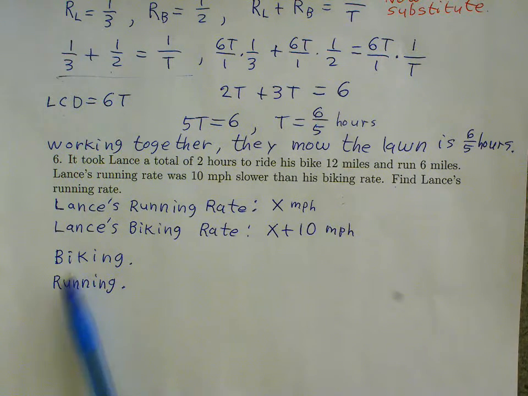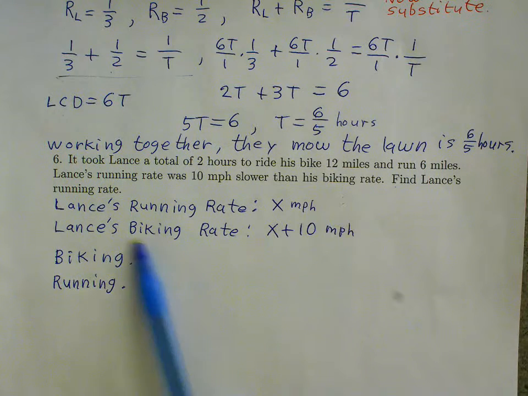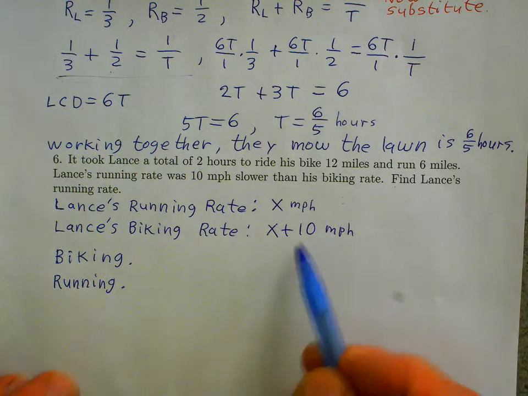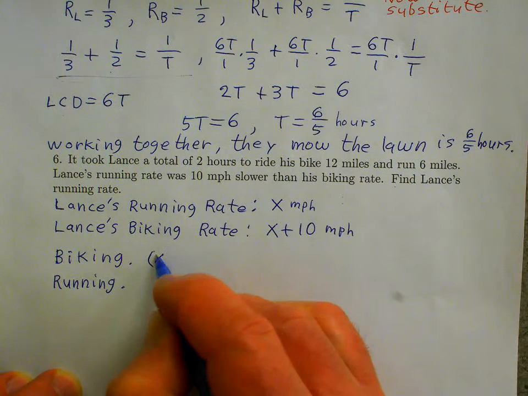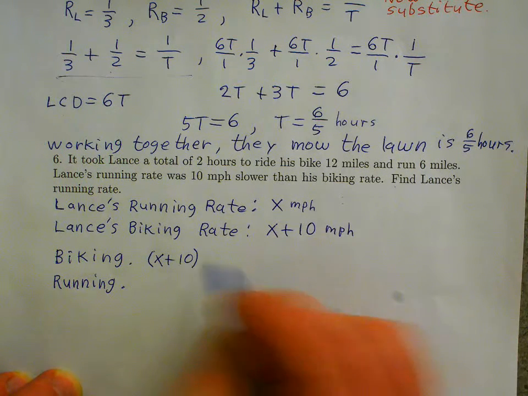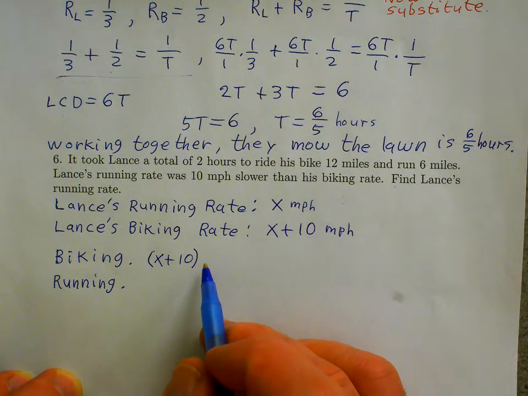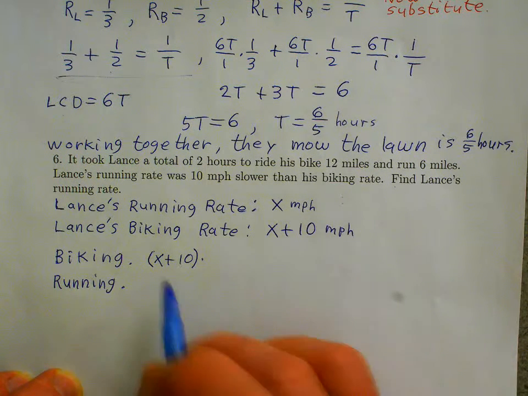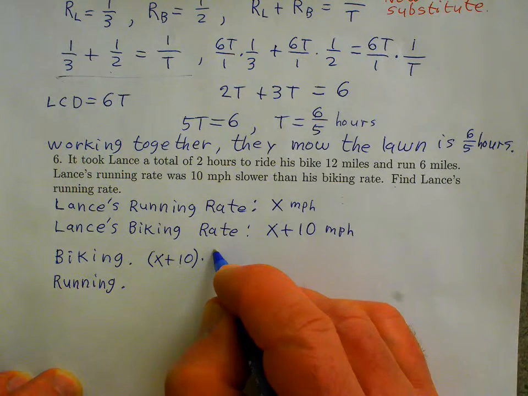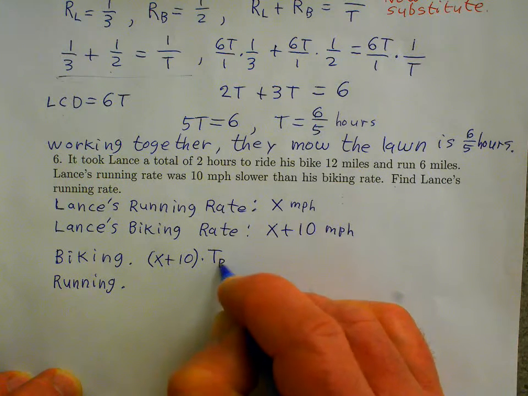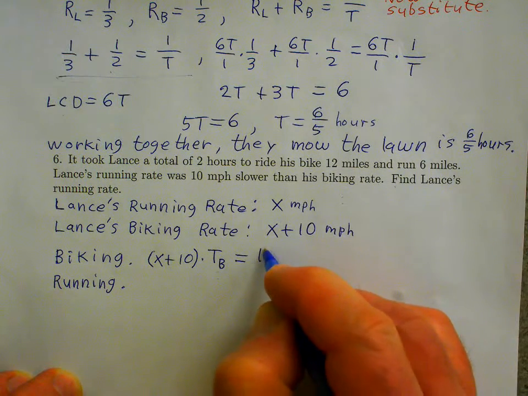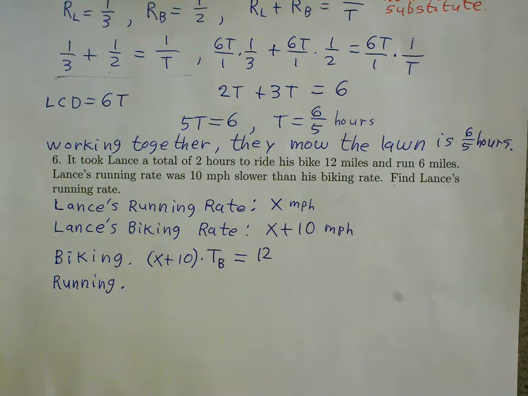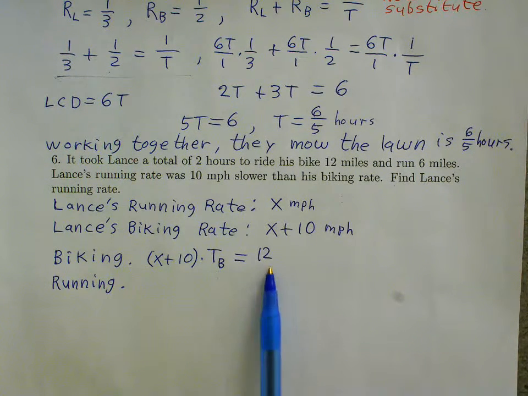Okay, so first biking. Lance's biking rate, we're using x plus 10 to represent his biking rate. So x plus 10, we don't know exactly how much time it took him to ride the bike 12 miles. So let's use capital T sub b to represent the amount of time it took him to ride a distance of 12 miles. So we have rate times time equals distance.